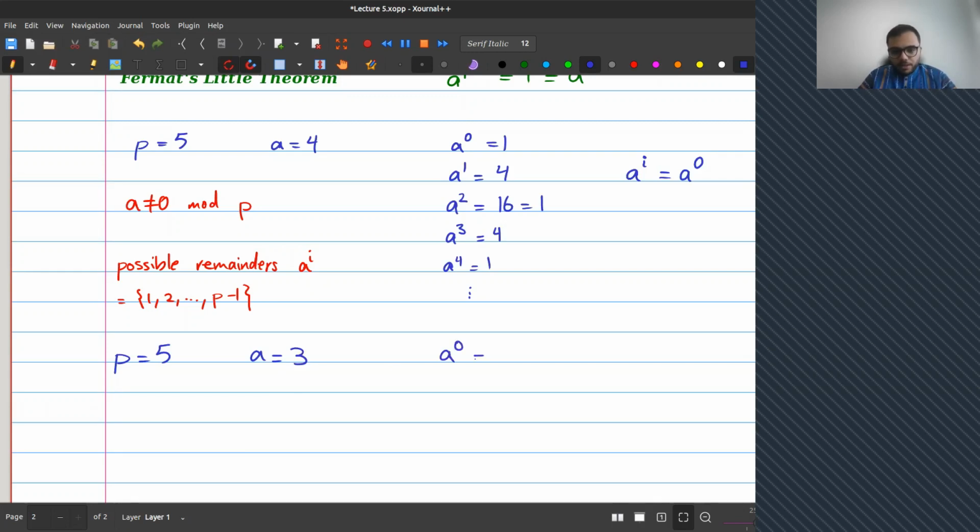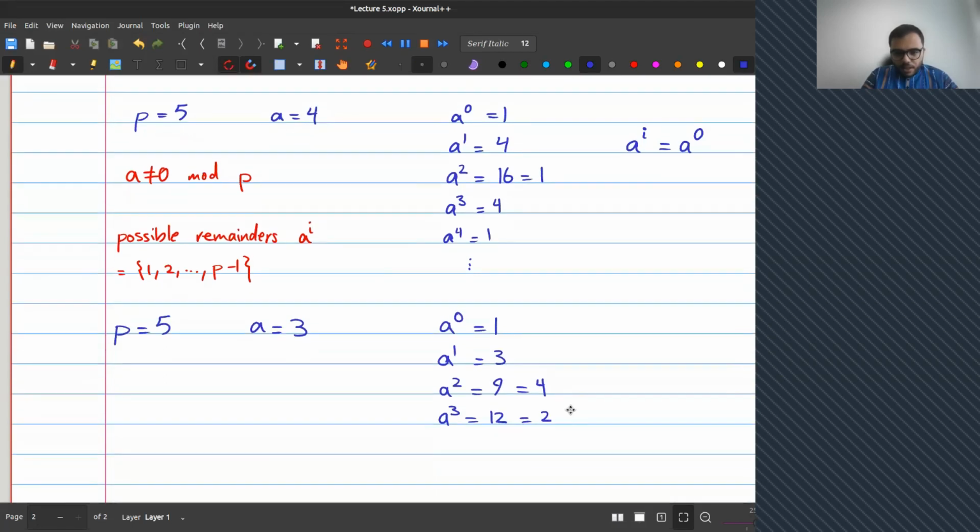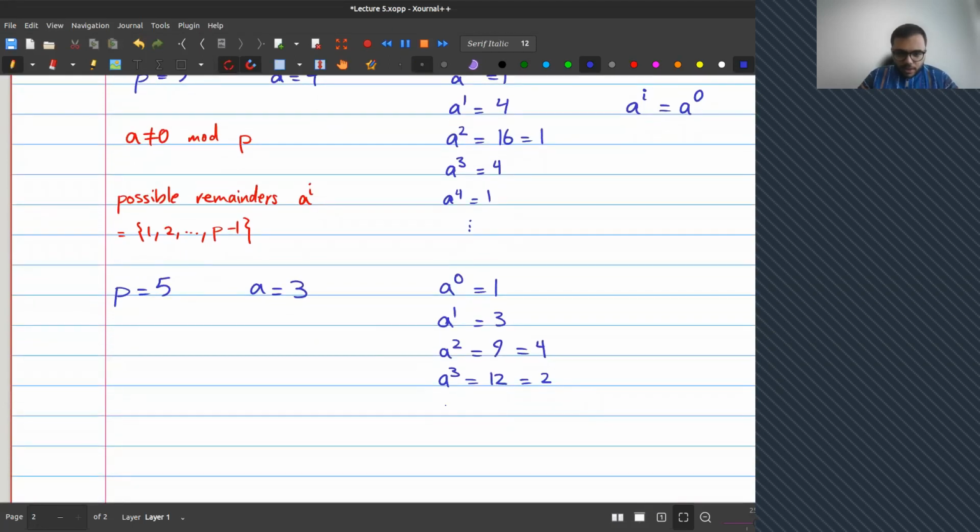So a to the power of 0 is just 1, a to the power of 1 is 3, a to the power of 2 is 9, but 9 is 4, right? Because we're doing calculations modulo 5. So a to the power of 3 is 4 times 3, which is 12, but modulo 5, this is 2. And finally, a to the power of 4 is 2 times 3, which is 6, but modulo 5, this is 1.